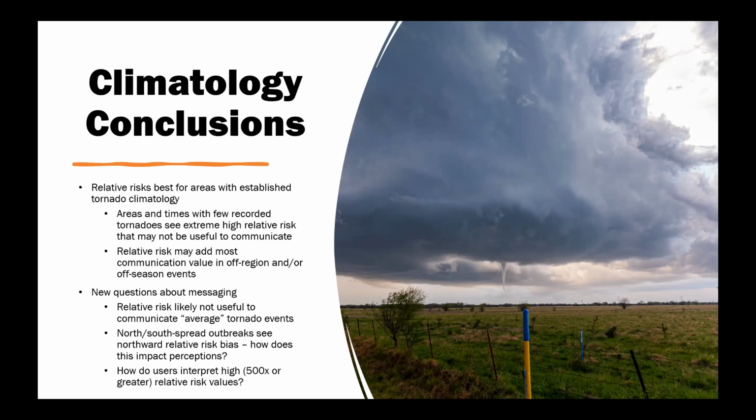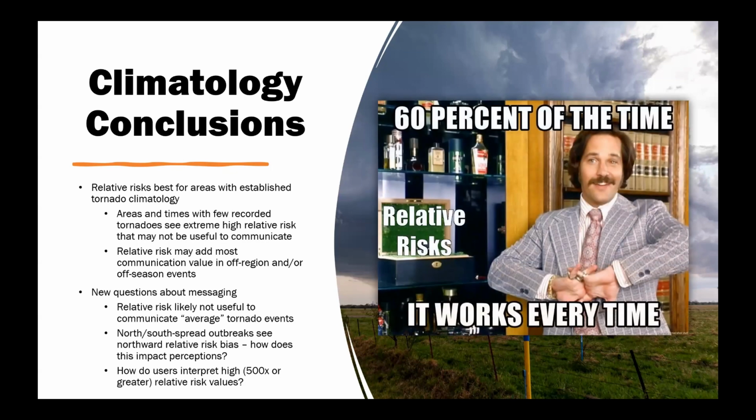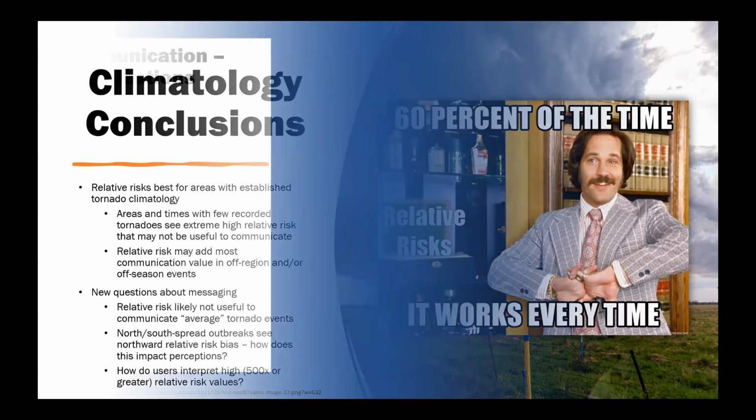We also see that there's this north-south variation in relative risk because of how climatology changes when you move towards the north, and that could cause some problems with bias when we look at those visuals. And then finally, how do users interpret the very high values of relative risk we're seeing? We're seeing values of 500 times more likely than normal on a fairly regular basis. How are people going to react when we tell them that they're 500 times more likely than normal to see a tornado today? In other words, relative risk appears to work 60% of the time, every time. So it's good to know.